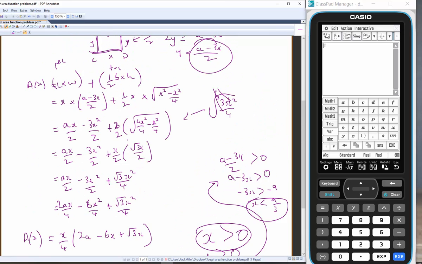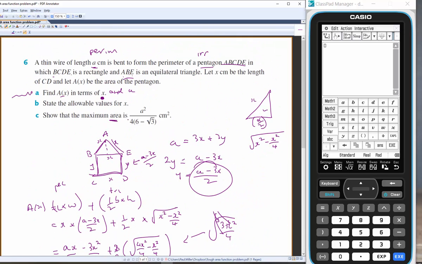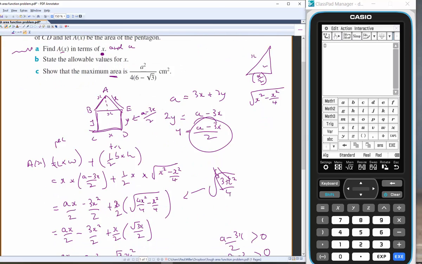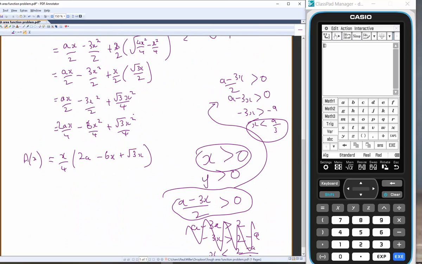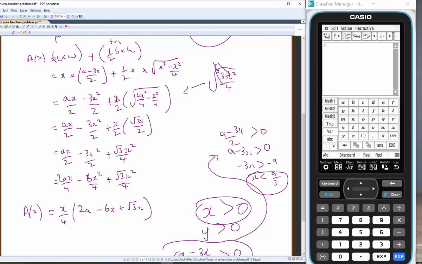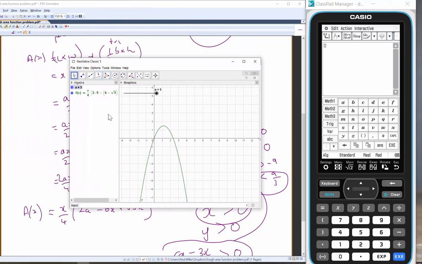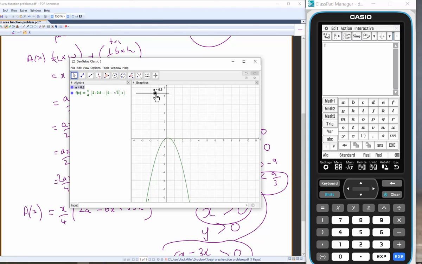Okay, so the final part of this question said, show that the maximum area is a squared over this. All right, so what we need to do basically is know that, and I'll quickly sketch this up on GeoGebra, so I'll just drag it across. So that's the function there that I've sketched, that's A of x there, and you'll note that basically, as I increase this a value here, so too does the maximum area, and the maximum is going to be the midpoint. Okay, so the midpoint between 0 and 2 point whatever it is.